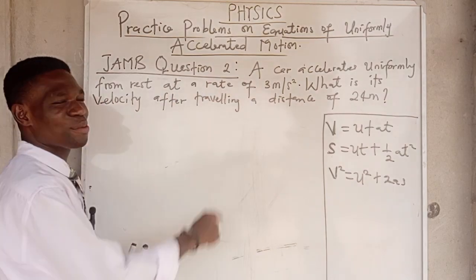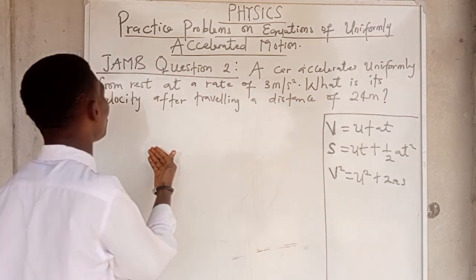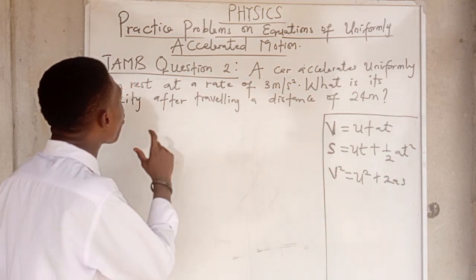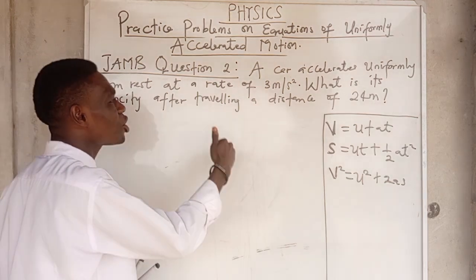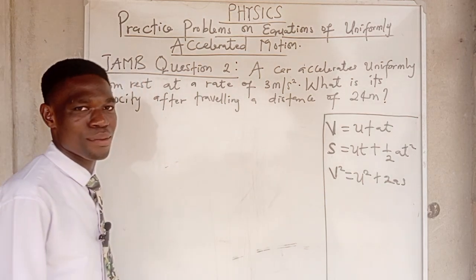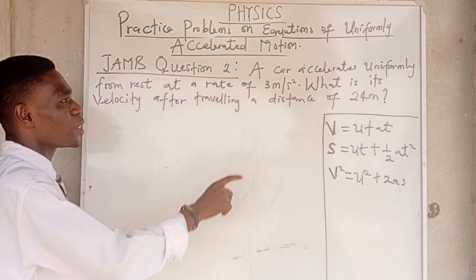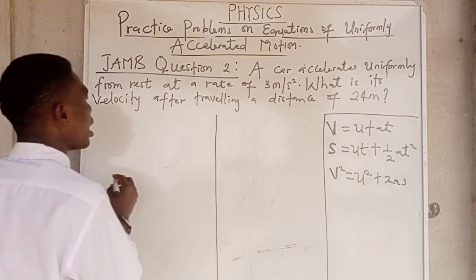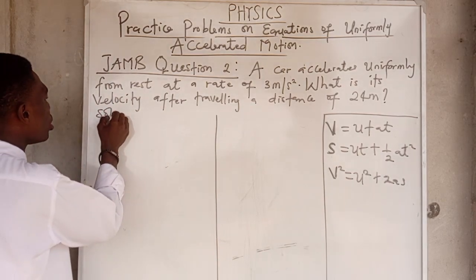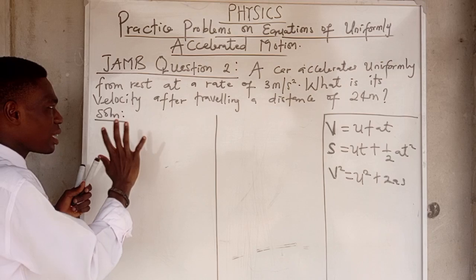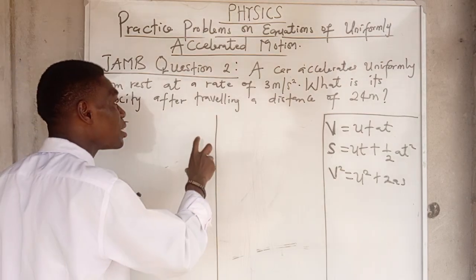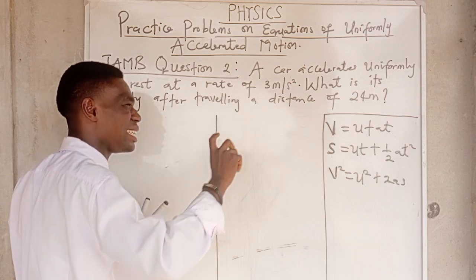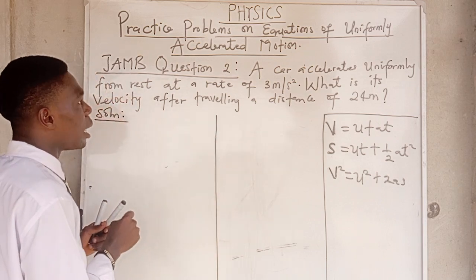Question number 2. A car accelerates uniformly from rest at a rate of 3 meters per second squared. What is its velocity after traveling a distance of 24 meters? Just in case you come across this question, it's very simple to solve. Are we together? And so let's dive right into it. Now, the first thing you have to do is to write out the parameters of whatever is given to you, taking note that some of the quantities or the parameters will not be given, but they will be implied. Their values will be implied. Are we together now?